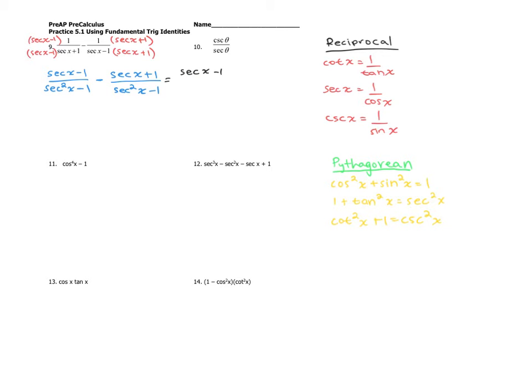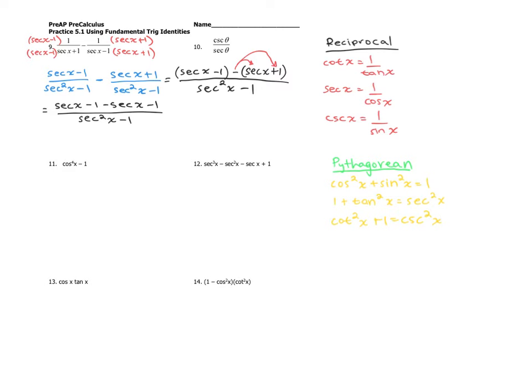Our new equation is equal to secant x minus 1, minus secant x plus 1, all over secant squared x minus 1. Now we use the distributive property. We take that negative and distribute it to both terms. So our new equation is secant x minus 1 minus secant x minus 1, over secant squared x minus 1.